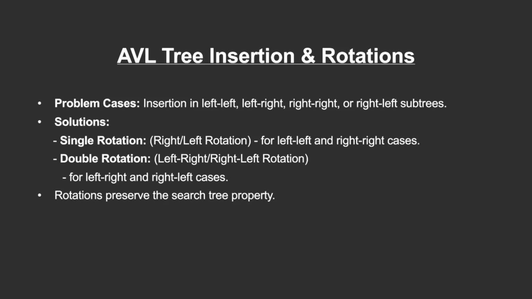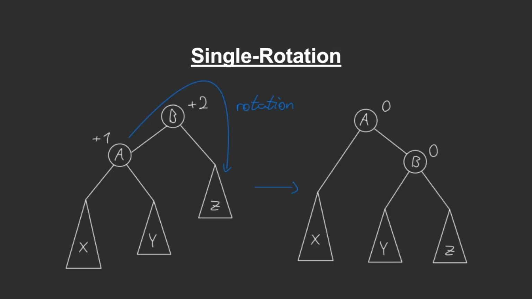These rotations are clearly designed to rebalance the tree while preserving its crucial search tree property. The algorithm essentially involves searching for the insertion point, adding a new node, and then recursively checking and balancing nodes on the path back to the root. So let's go for an example.